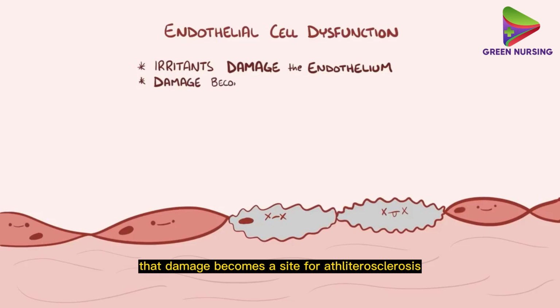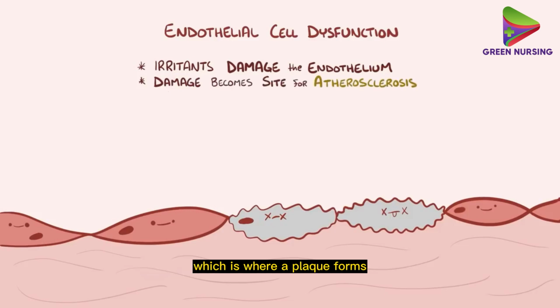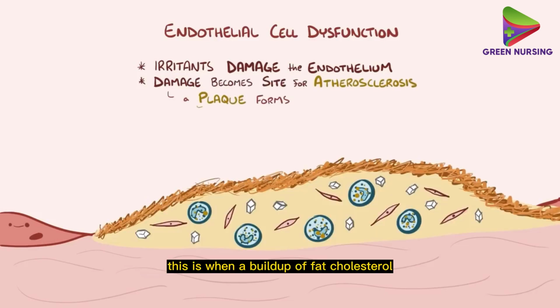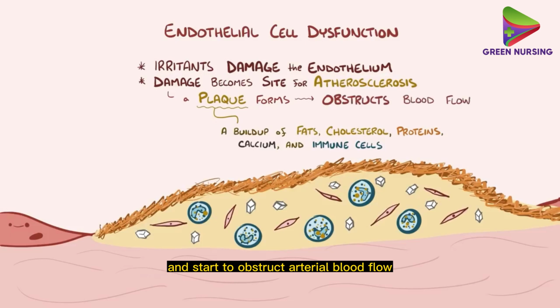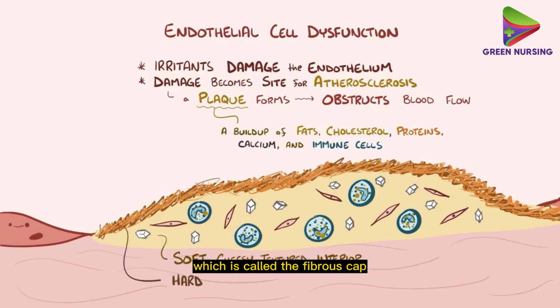That damage becomes a site for atherosclerosis, which is where a plaque forms. This is when a buildup of fat, cholesterol, proteins, calcium, and immune cells form and start to obstruct arterial blood flow. This plaque has two parts to it, the soft, cheesy, textured interior and the hard outer shell, which is called the fibrous cap.